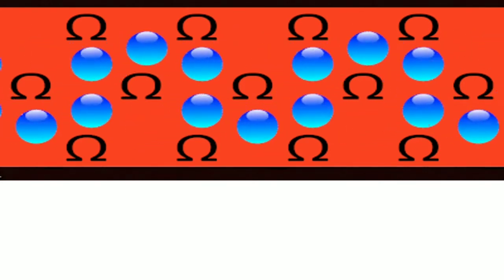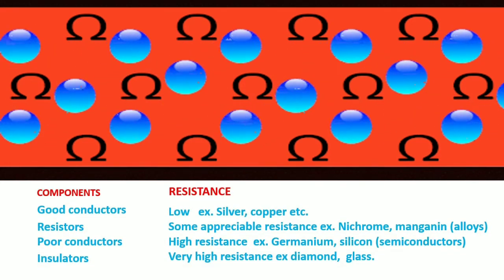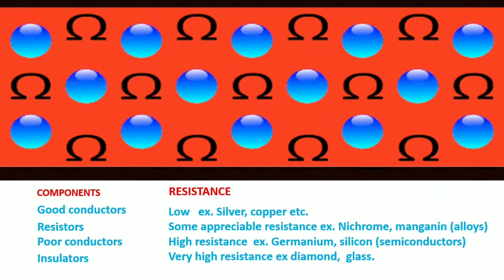Certain components offer an easy path for the flow of electric current while others resist the flow, as the motion of the electrons is retarded by the attraction of the atoms among which they move. Components are classified as good conductors, resistors, poor conductors and insulators based on the resistance offered by them.